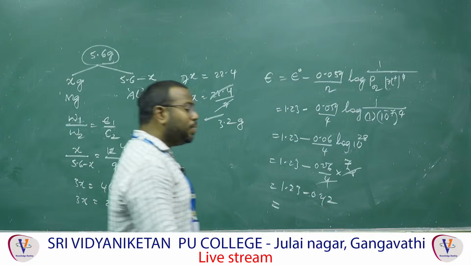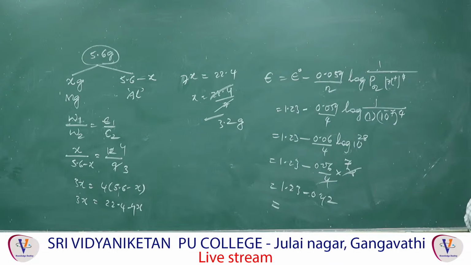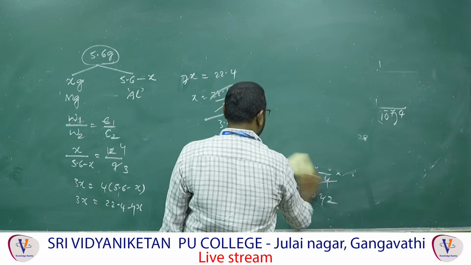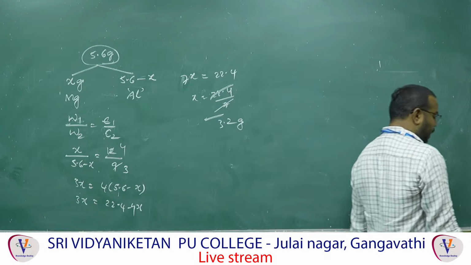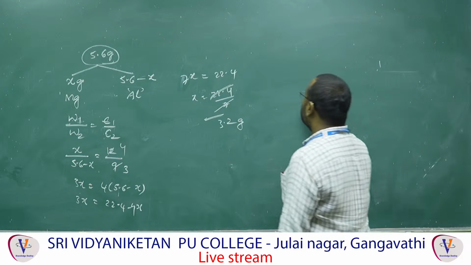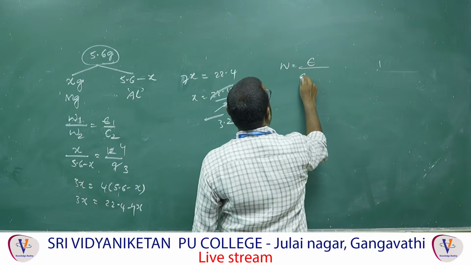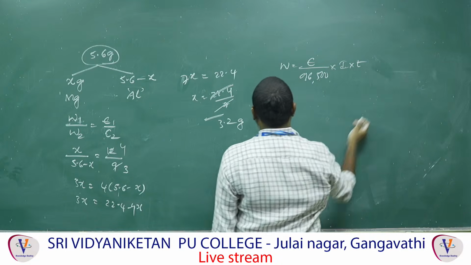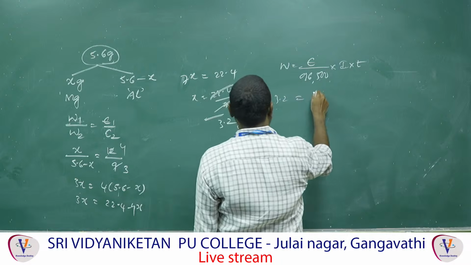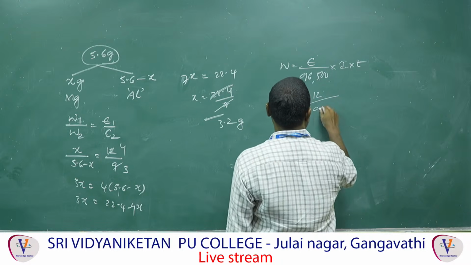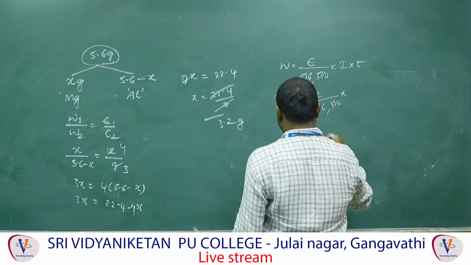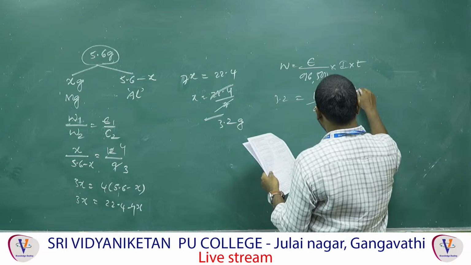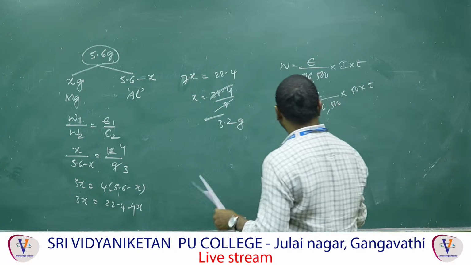We'll use the same for calculating the current. You can also use aluminum's mass, but one is enough either way, either magnesium or aluminum. I'm using 3.2. So W equals, this time I'll apply first law of Faraday. So weight is 3.2, equivalent mass of magnesium is 12, 96,500 into current supplied is 50 ampere. Time has to be calculated.